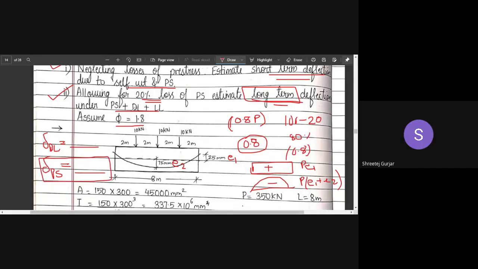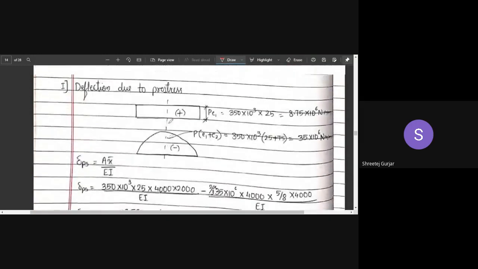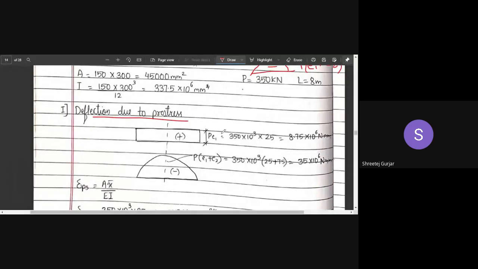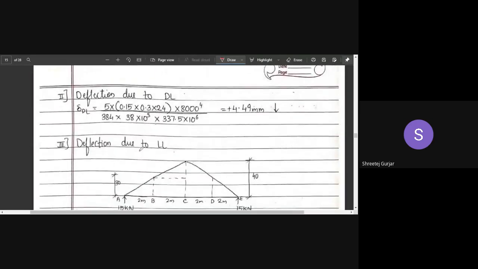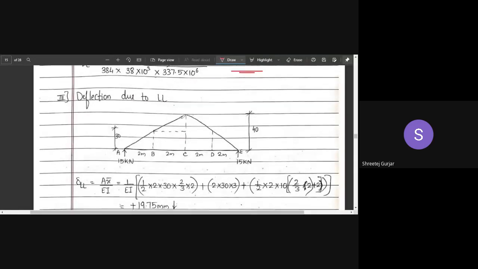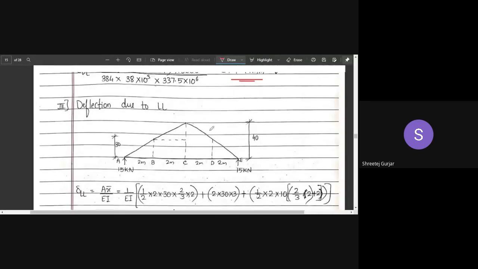So that is done. Then due to live load, what you have to do? You have to draw the bending moment diagram due to live load. As I've told you, this is positive, this is negative, and then you can calculate this. So this is for the first case. For the second case, deflection due to dead load, no problem. Deflection due to live load, you have to draw this bending moment diagram.